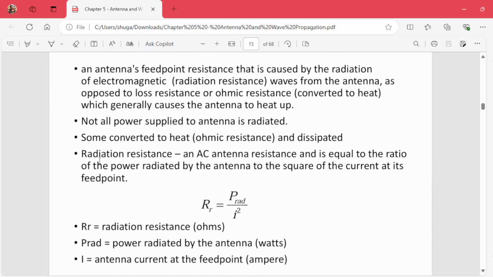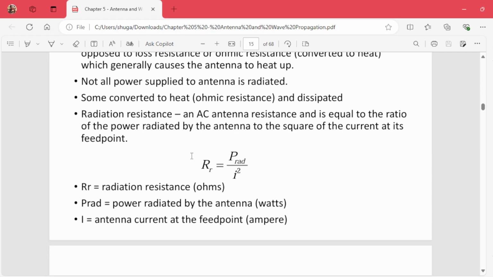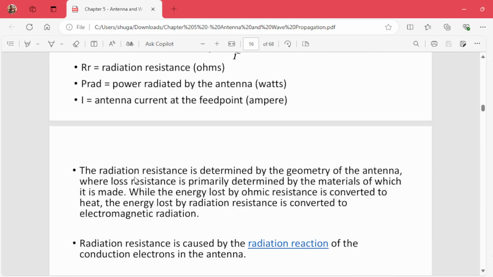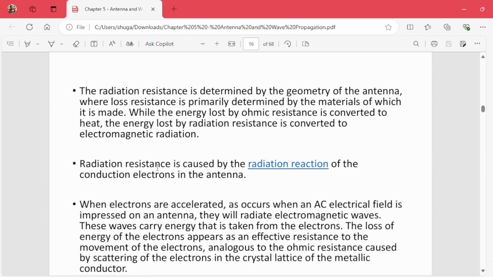Radiation resistance of an antenna is equal to the ratio of the power radiated by the antenna to the square of the current at its feed point. So the radiation resistance R_r in ohms is equal to the power radiated by the antenna divided by the current at the antenna squared. The radiation resistance is determined by the geometry of the antenna, whereas the loss resistance is primarily determined by the materials.